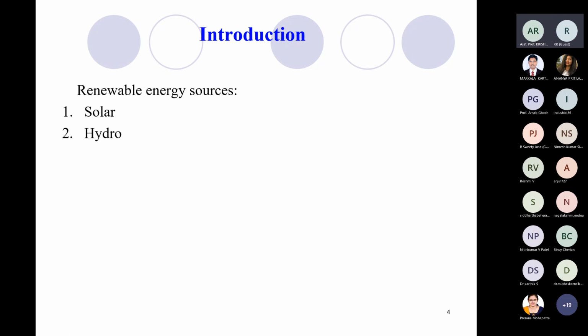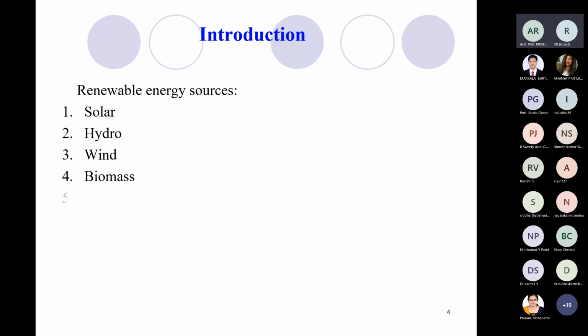Then hydro energy, we can create a dam to increase the height or the potential energy of the water, and releasing that water through a certain system, we can use the kinetic energy of that stored potential energy of water. We can generate electricity. Then is wind. The velocity of wind can be converted into electricity by a certain mechanism that I am going to discuss.